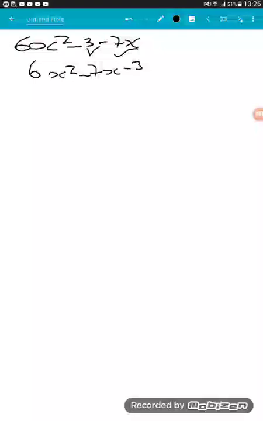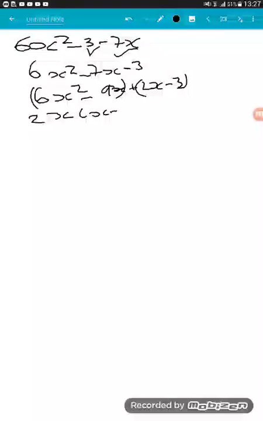Now 6 times 3 is 18. So what will be that? 9 and 2, so minus 7x becomes minus 9x plus 2x. So 6x square minus 9x plus 2x minus 3.